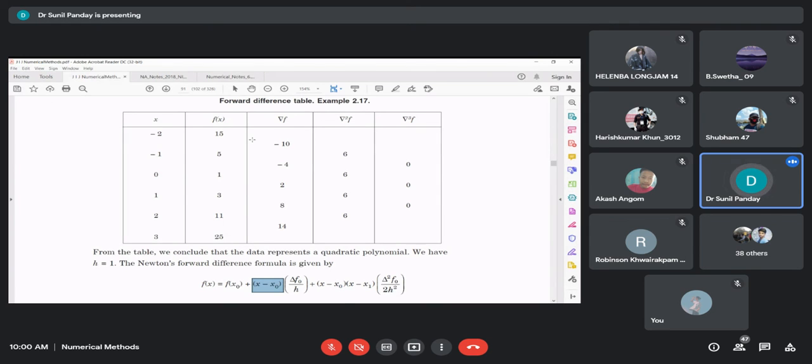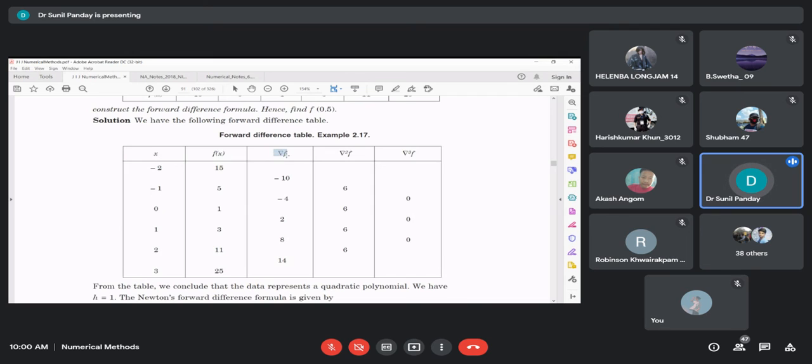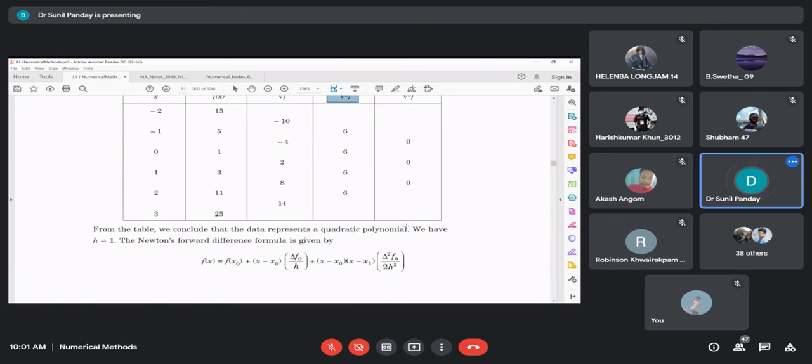means x plus 2, and delta, actually this notation is also wrong in this book. He is writing forward difference, so he has to write delta in place of nabla. So when you are preparing your notes, you take care of this. This should be delta, not nabla. This is wrongly printed in the book.